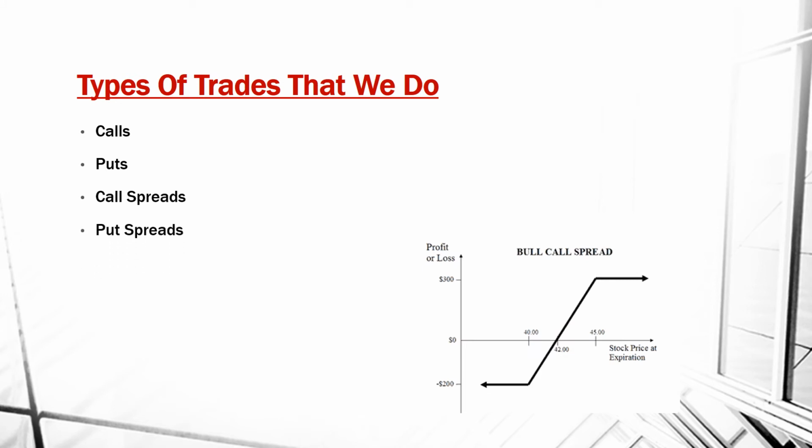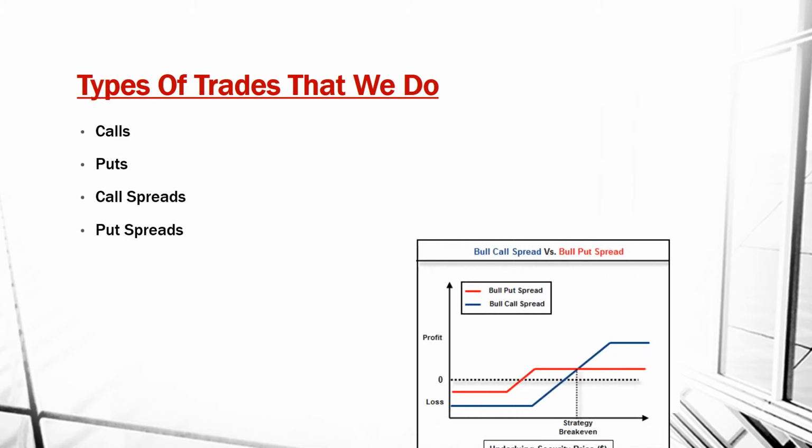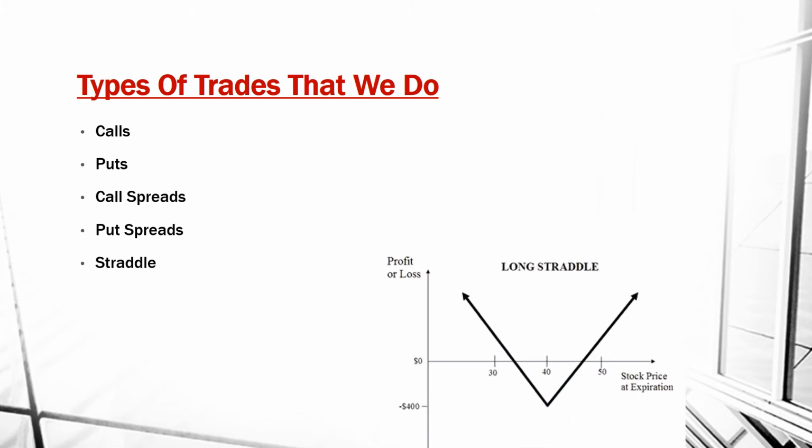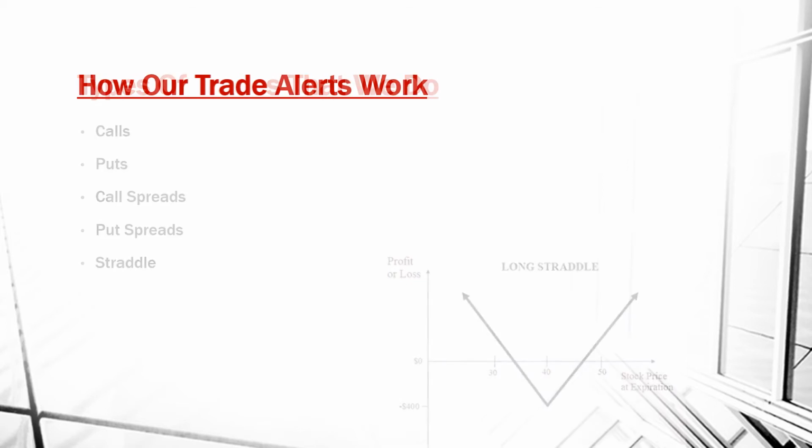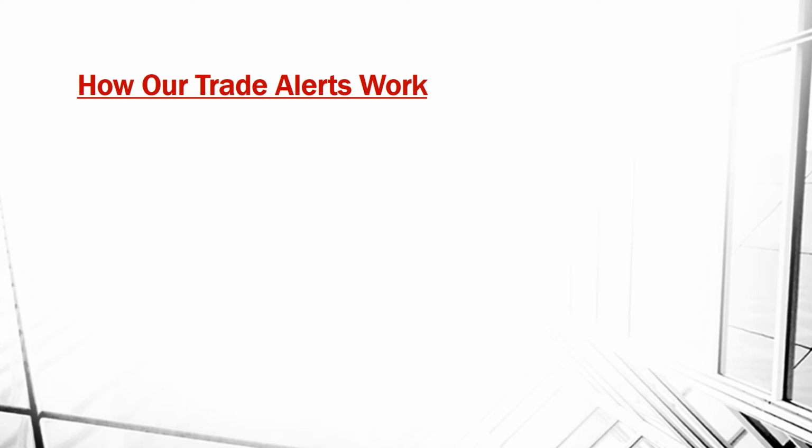We trade put spreads, which is the opposite of a call spread. And here's an example of a bull put spread versus a bull call spread. And occasionally we trade straddles. Here's an example of a long straddle. A straddle is a great directional trade when you're not sure if the stock's going to go up or down, but you know or have a feeling that the stock's going to make a large move in either direction, and a straddle is the best trade to make for that particular instance.